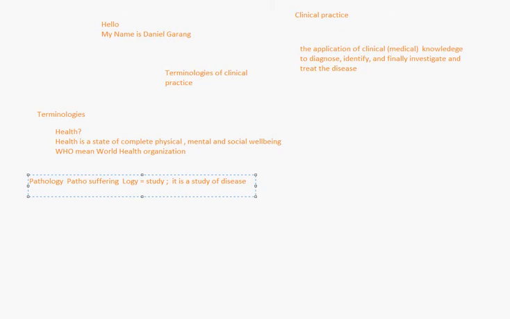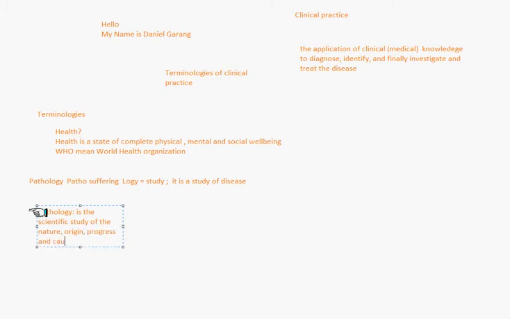The exact meaning, or definition, of pathology is the scientific study of the nature, origin, progress, and cause of disease. That's exactly pathology.